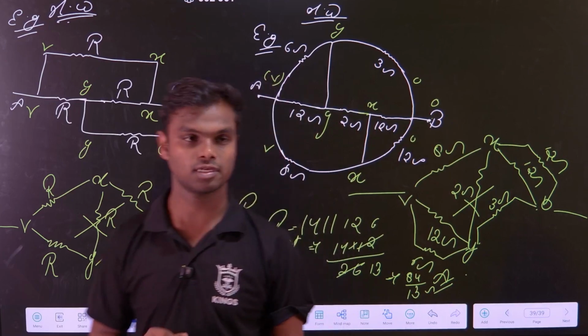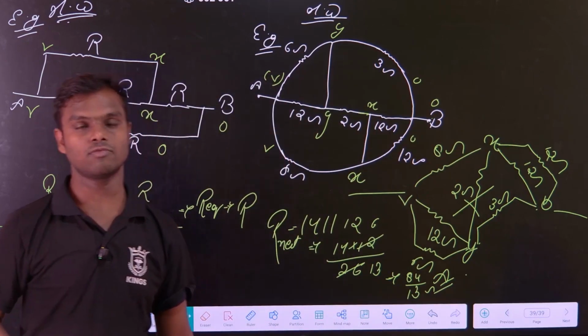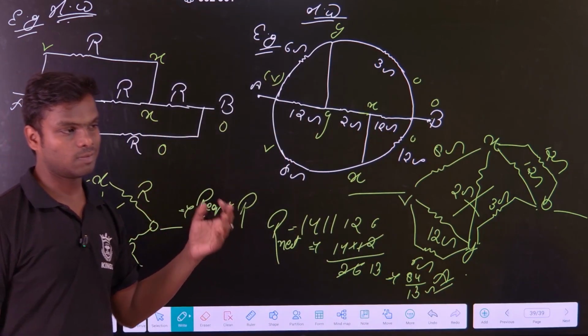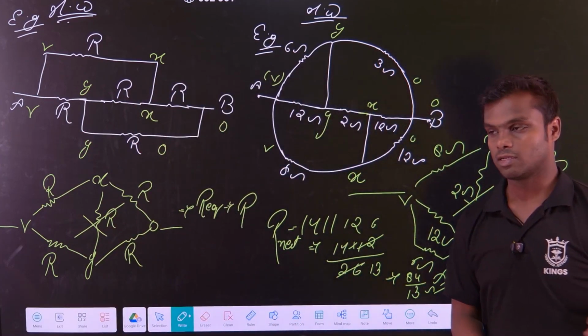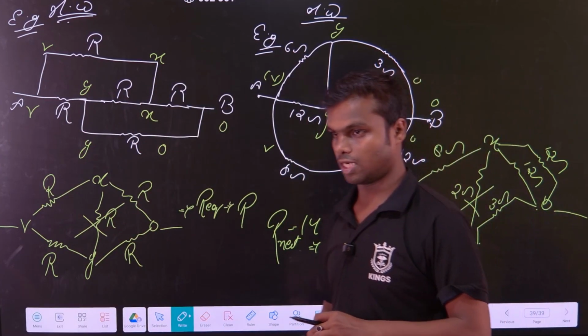I hope these questions are clear. What you have to simply do is redraw. In most of the questions you have to do the same thing. You have to redraw and calculate the R equivalent, and only the potential approach you have to apply. I hope it is clear.